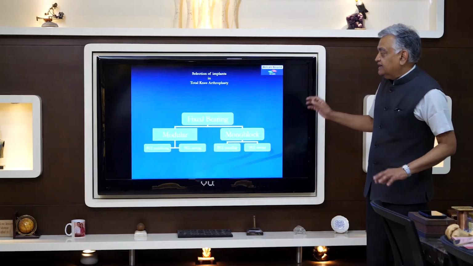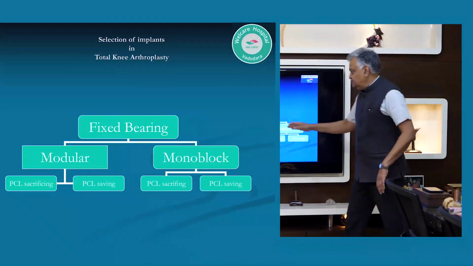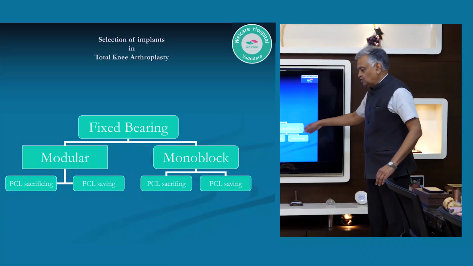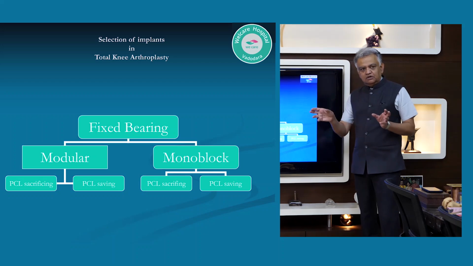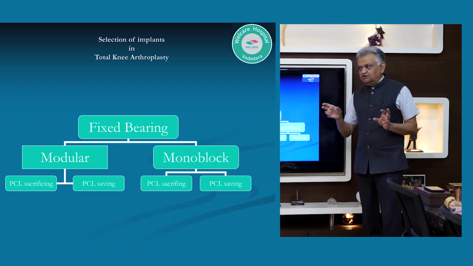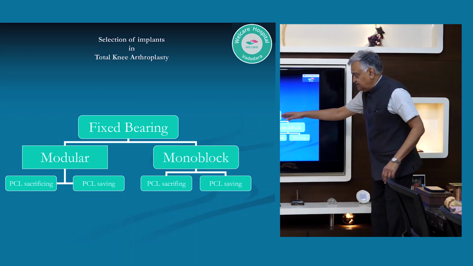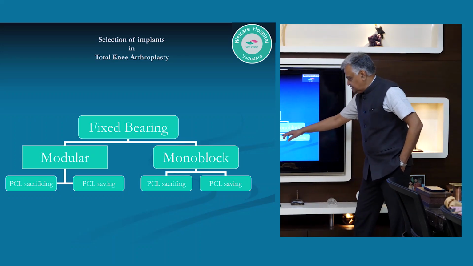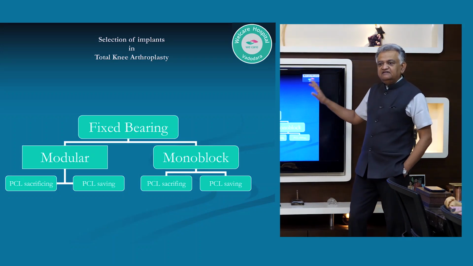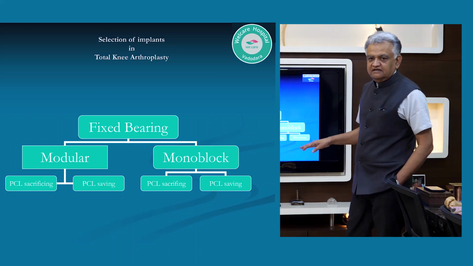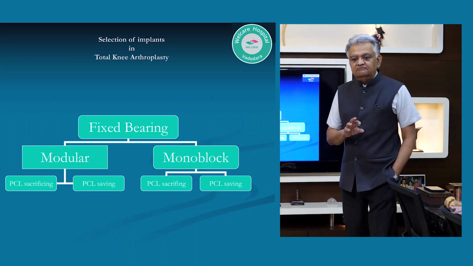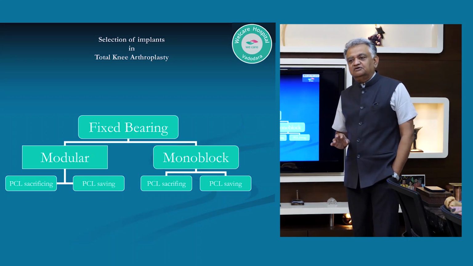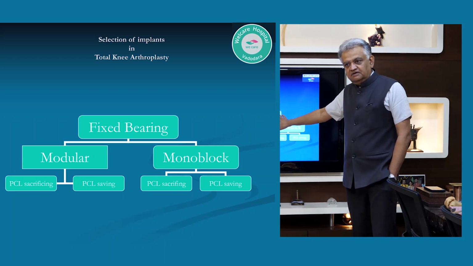Next, please. Amongst the fixed bearing, you have the modular and the monoblock, that simple thing about whether the tibial insert is modular or not. Within this, you have the PCL sacrificing and saving. So this particular cascade gives you the options that perhaps 98% of surgeons across the world end up using an implant from this table up to now.